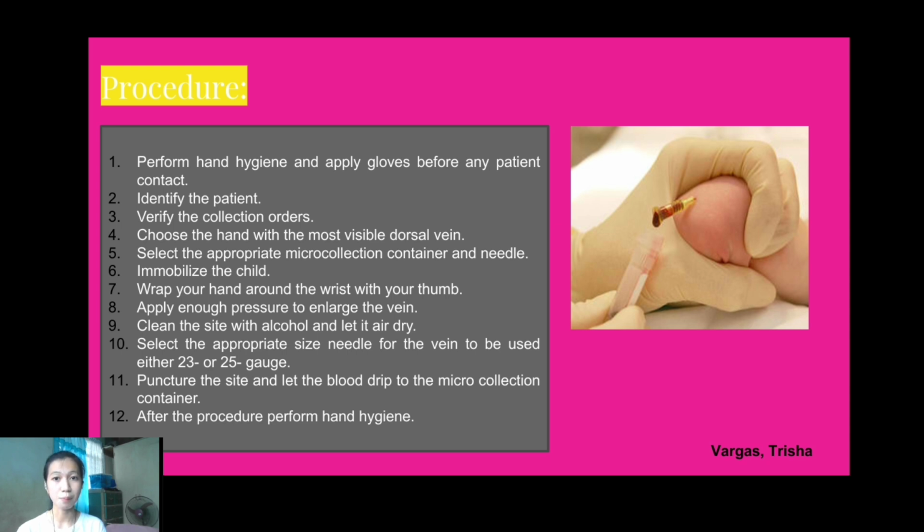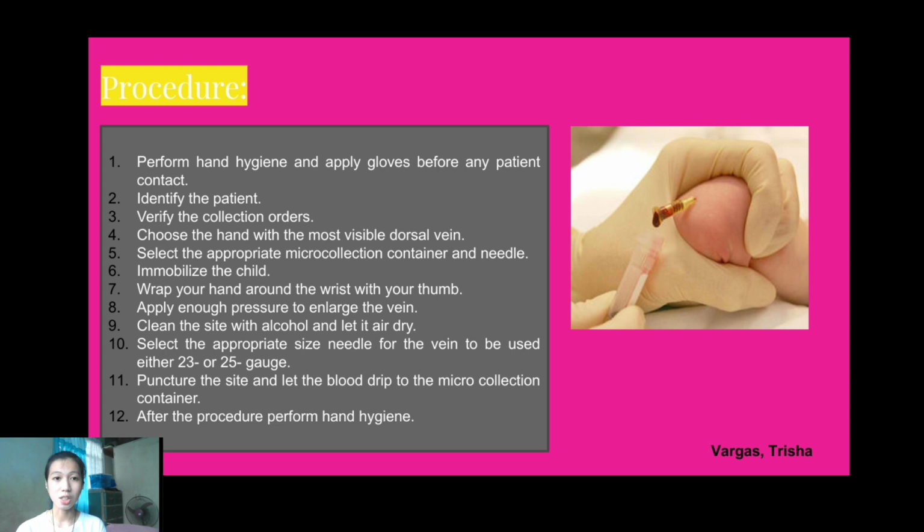Next is applying enough pressure to enlarge the vein. For adults, a tourniquet should be used and placed 1 to 2 inches above the wrist. Next is to clean the site with alcohol pads and let it dry. Next is to select the appropriately sized needle for the vein to be used. It's either a 23 or 25 gauge needle.